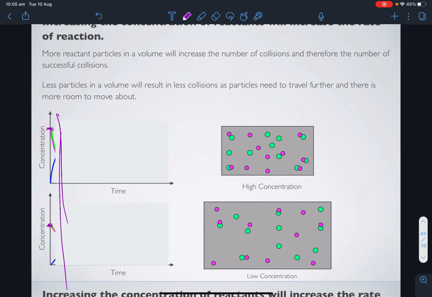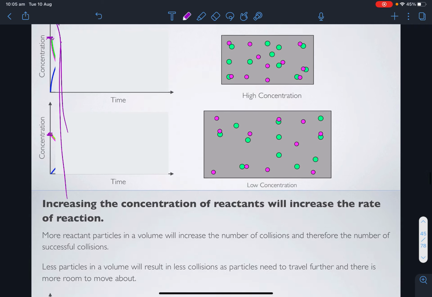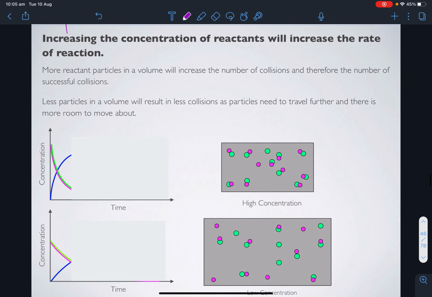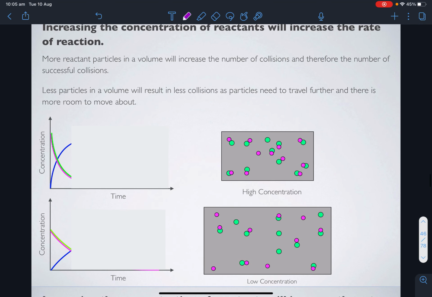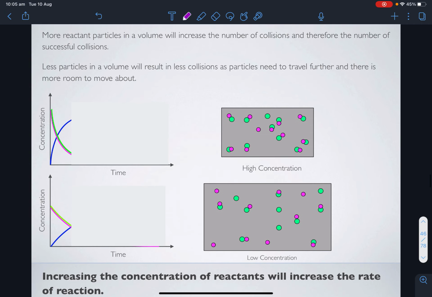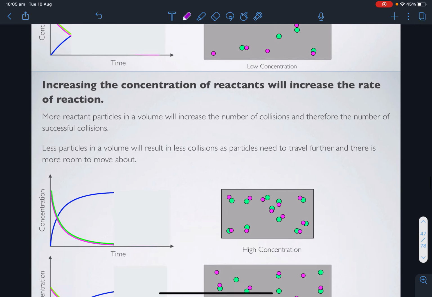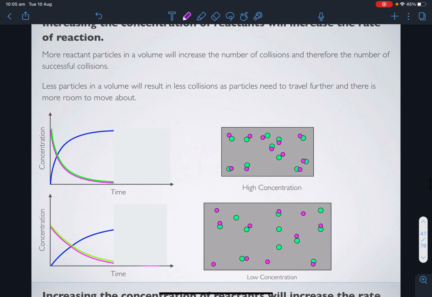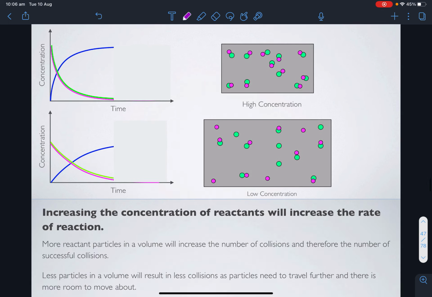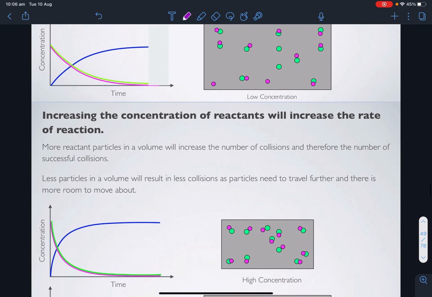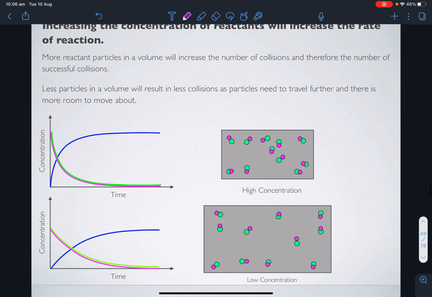Think of it as there being more likely successful collisions when you've got a smaller volume. So that top one is going faster, and as we progress in time you can see that top one is slowing down as well, and the bottom one's slowing down. But here it's progressed much further. We're much further to the end point. As we progress, we're producing more and more, but it's slowing down for both of them. And we end up with these 2 graphs.